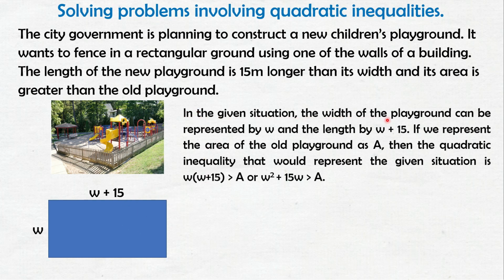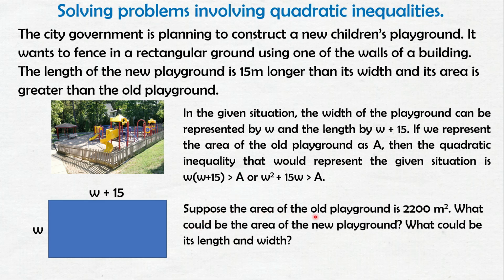Okay, in the given situation, the width of the playground can be represented by W and the length by W plus 15. If we represent the area of the old playground as A, then the quadratic inequality that would represent the given situation is W times W plus 15 is greater than A, or W squared plus 15W greater than A. So, bakit siya naging greater than A? Kasi itong A na ito yung area nung old playground. Tapos, ito naman makuha natin dito ay ito yung area nung new playground. So, gusto nung city government na mas malaki yung area nung new playground kumpara doon sa area nung old playground.